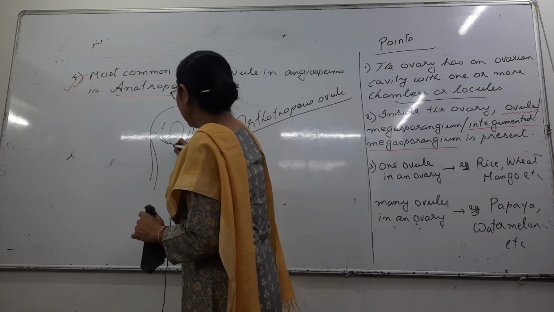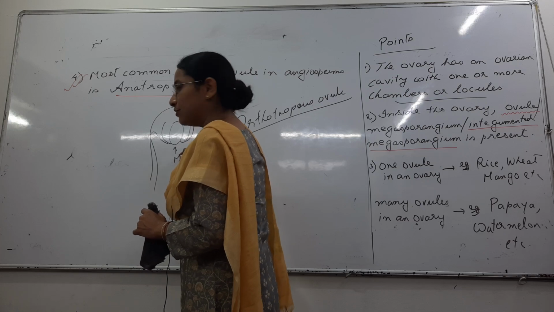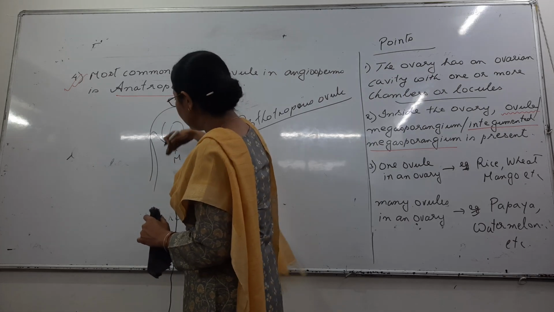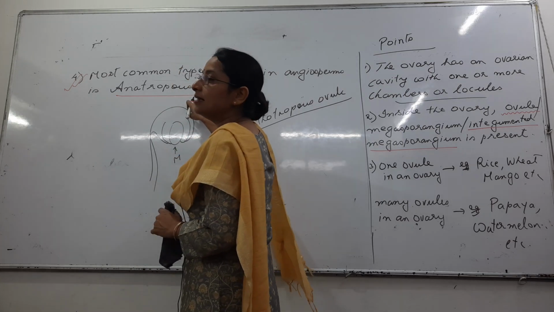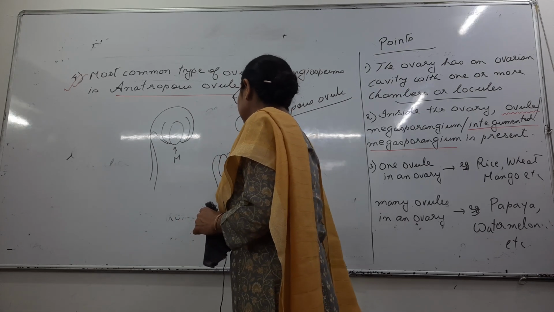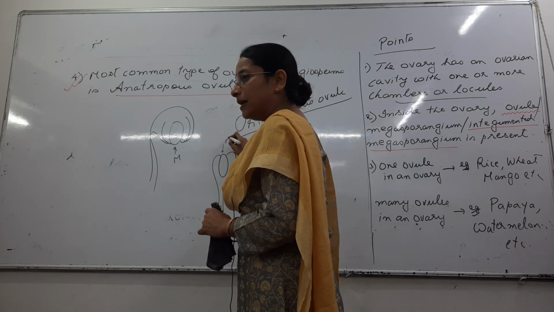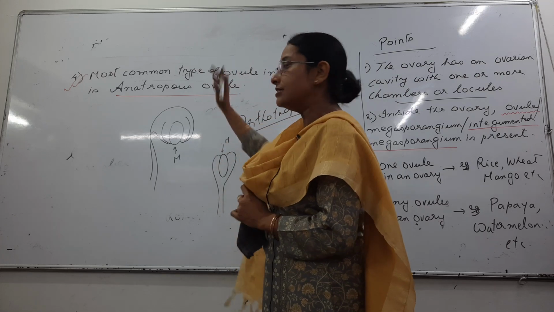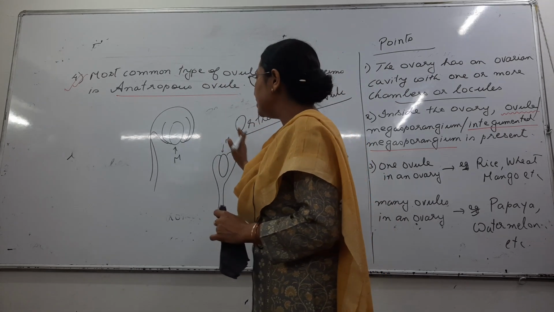If the micropyle faces downwards, it is called anatropous. Some ovules are like this. If the micropyle is facing upwards, it is called orthotropous.